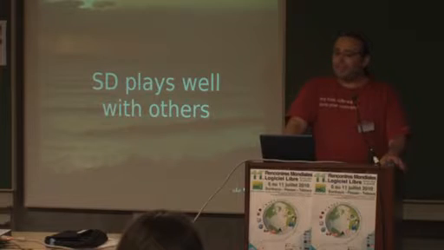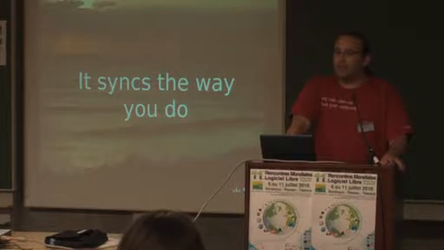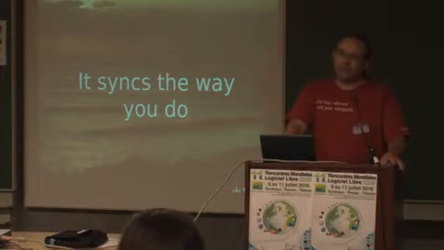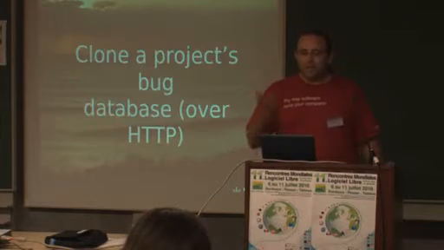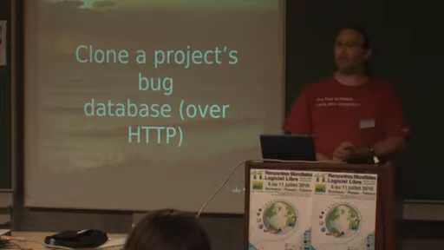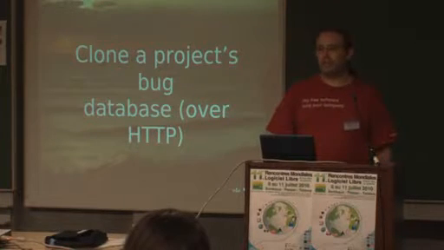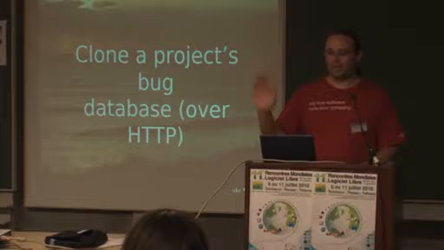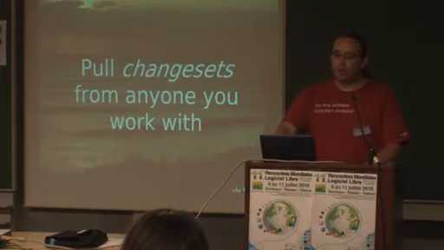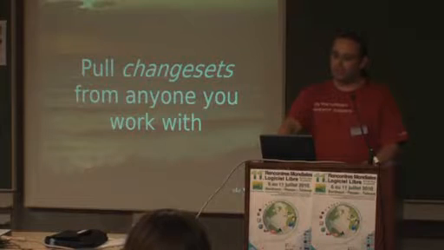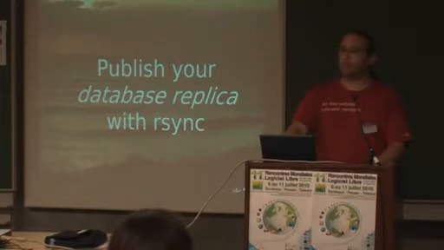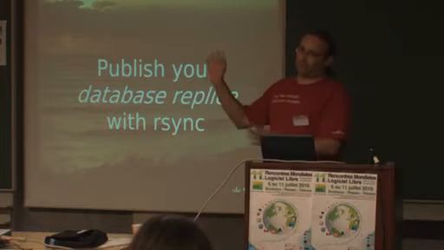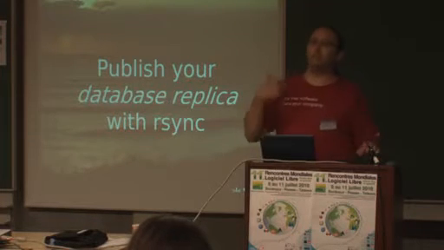So SD is designed to work the way that you do. It's designed to let you sync with the people you actually work with. It's designed to let you sync over a local network, and over shared servers. The basic way this all works is you start by cloning another project's bug database, usually over HTTP, but you can do it over anything else that you can yank a bunch of files over. So if you want to rsync things or SCP things or what have you, that works too. You do some hacking. While you're hacking, you can pull change sets from anybody you're working with. Whenever you want to, you can publish your own replica of a database. You can say, here is my version of the bug database for foo product, and anyone who wants to can pull your changes from there.